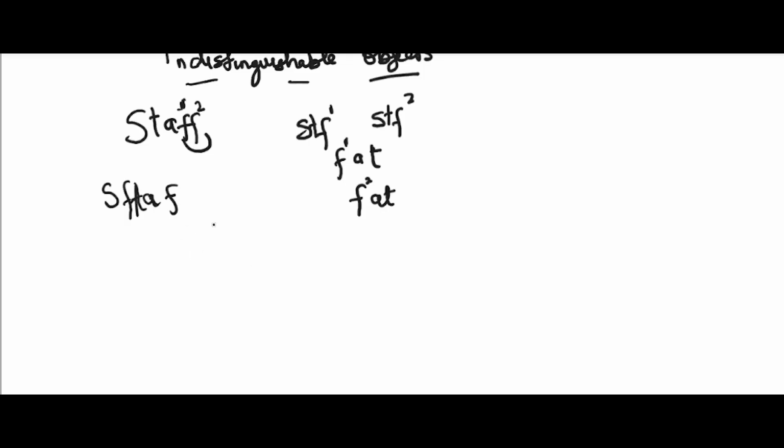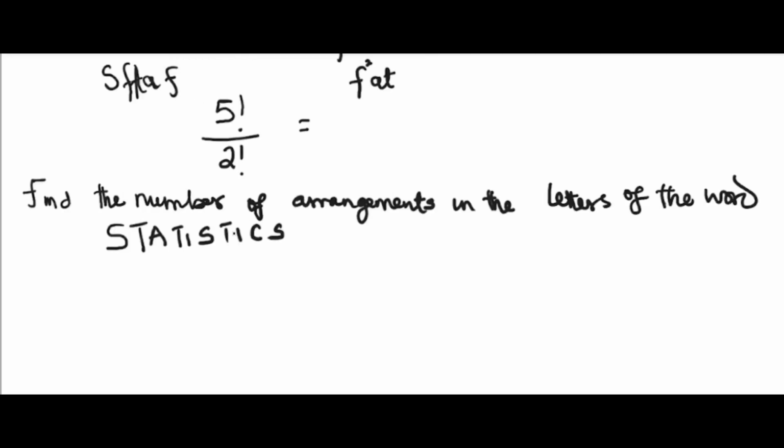So we have 5 digits. So that becomes 5 factorial over 2 factorial. Why the 2 factorial? Because of the 2 F's. All right? So if there were 3 letters that are the same, it will become 3 factorial. Okay? So let's look at an example. 6, 7, 8, 9, 10. We have 10 digits in the word statistics, right?